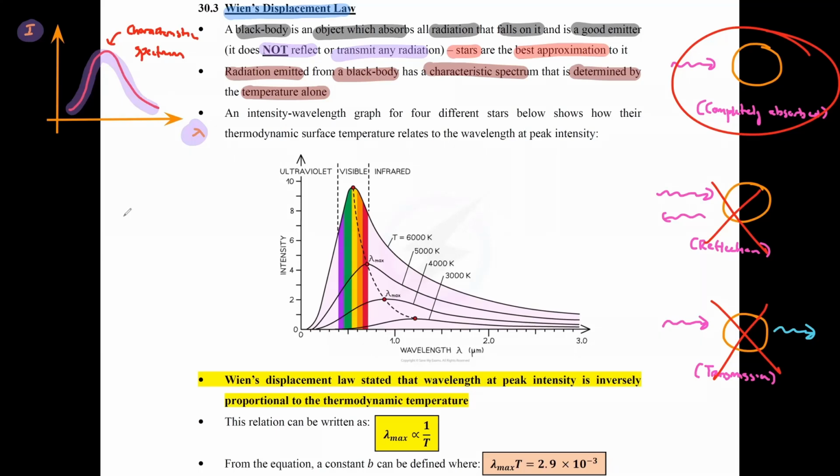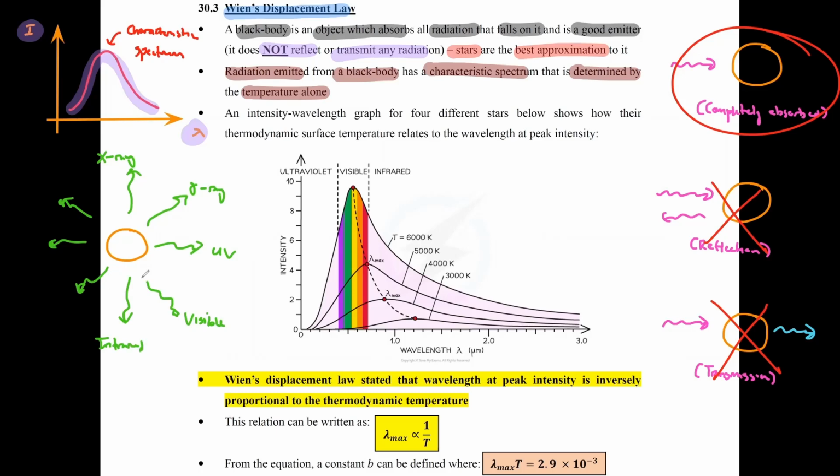So think about it. If your black body is your star, the star is continuously emitting out all forms of radiation. So the radiation could be your X-ray, it could be your gamma ray, it could be your UV, it could be your visible light, it could be your infrared, and many other wave types.